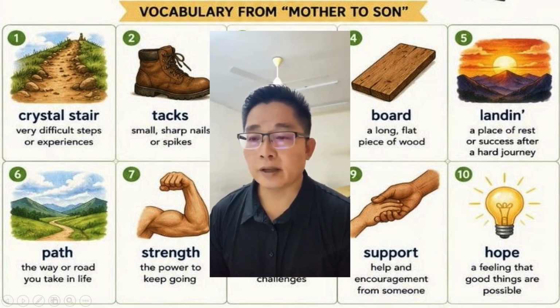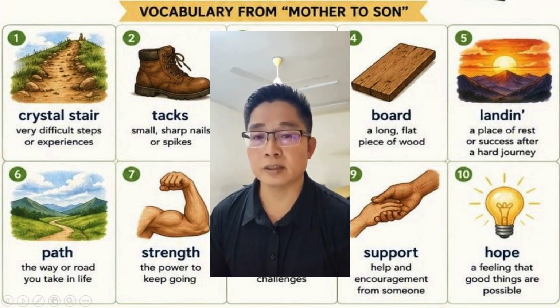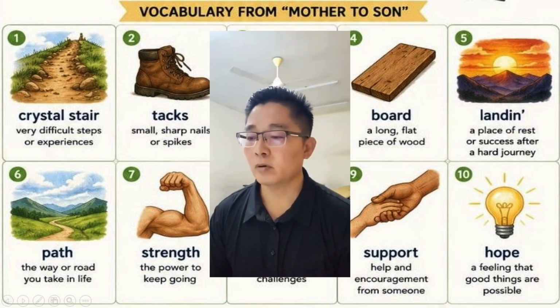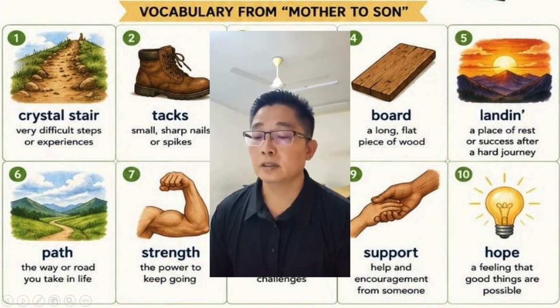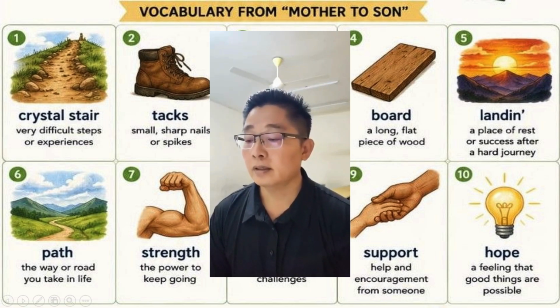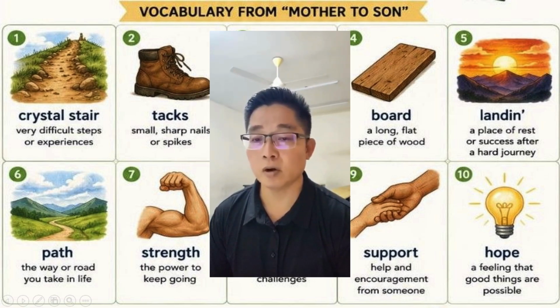Okay, the teacher then shows this list of vocabulary from the poem Mother to Son itself. So number one is the crystal stair, number two tacks, number three splinters, number four boards, number five landing, number six path, number seven strength, number eight courage, number nine support, and the last one, number ten, is hope.